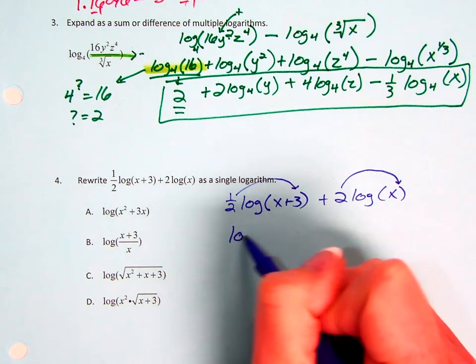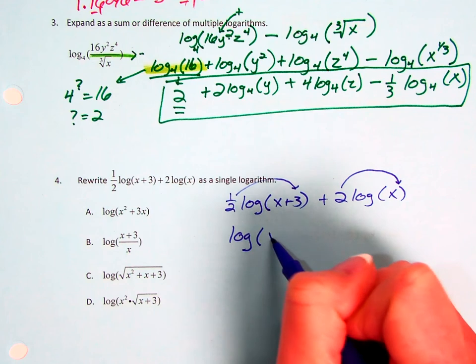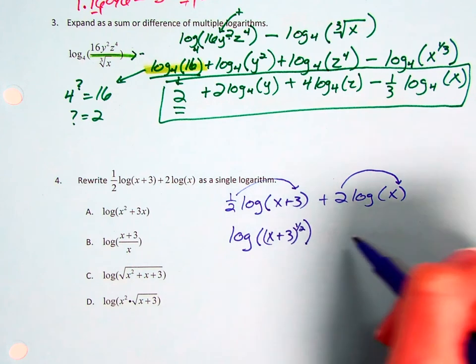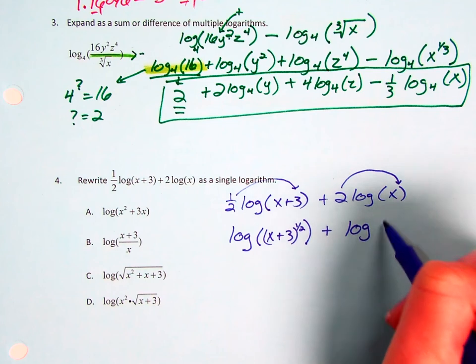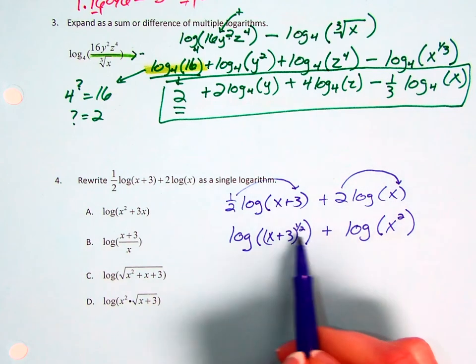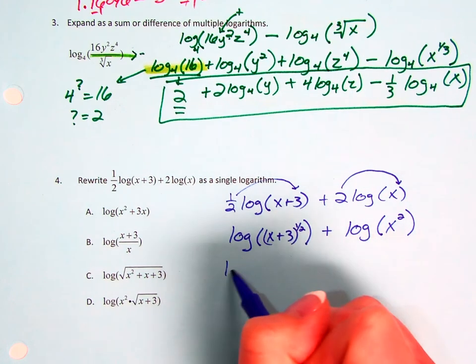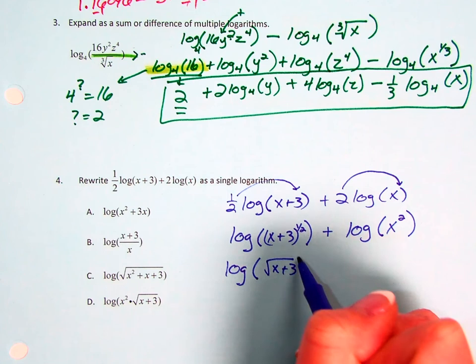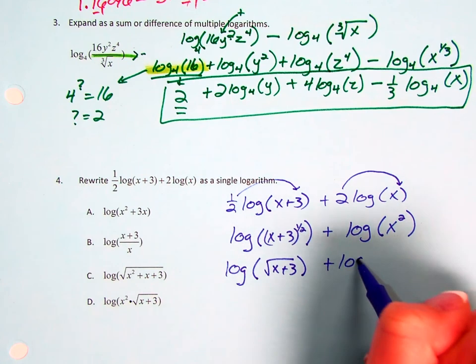So this would be like log of x plus 3. Now be careful, because we're taking all of x plus 3 to the 1/2 power, right? Plus log of x squared. Now this looks a little funky. We wouldn't normally do that, so let's change that 1/2 power into a square root, right? So this is log of the square root of x plus 3 plus log of x squared.